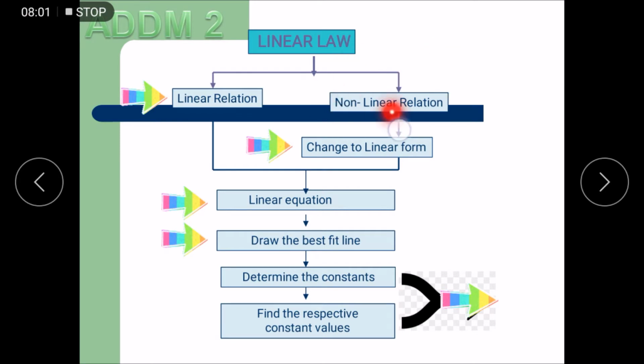Now if you have non-linear, you have to change it to linear form. After you change to linear form, you will get your linear equation, and then with the linear equation you will draw the line of best fit. Sometimes you need to do that, it depends on the question. Sometimes they will just want you to change it to a linear equation and that's it. Sometimes they will proceed with drawing the line of best fit, then sometimes they will ask you for constants, and then sometimes to find values. So the last 3 parts here are actually the questions. They can ask any type of question over here.